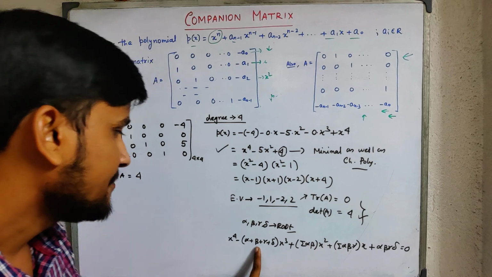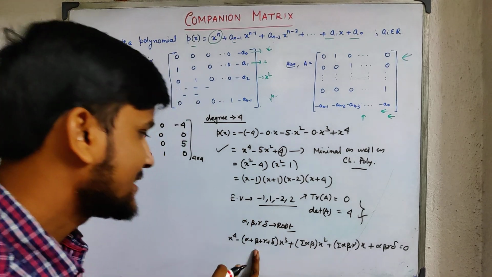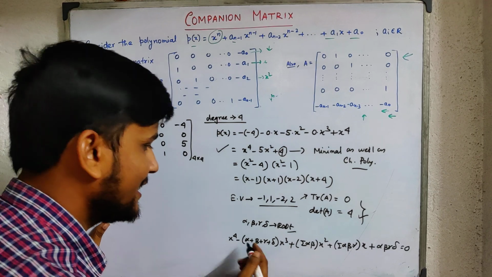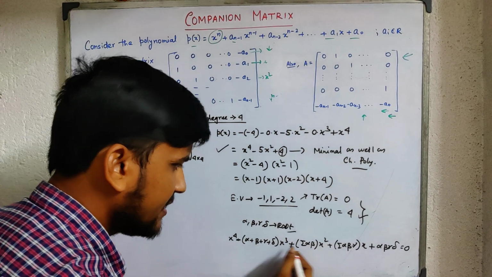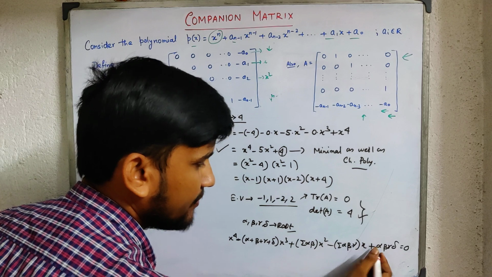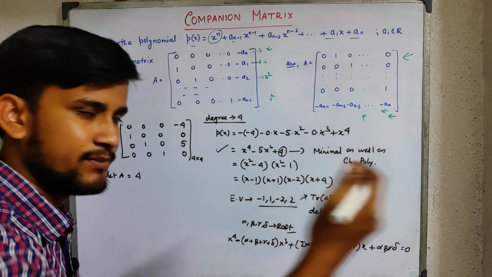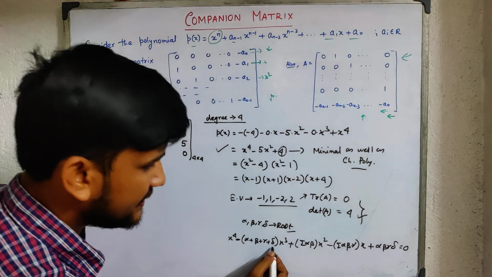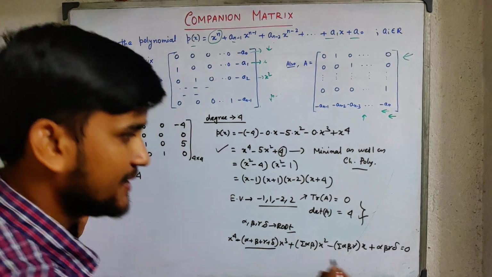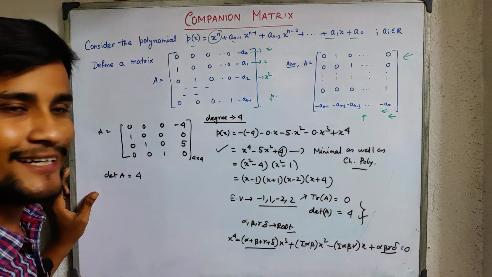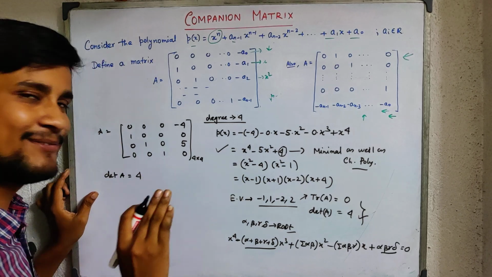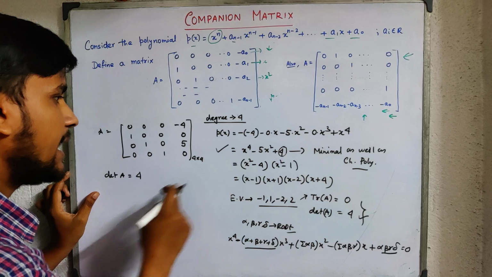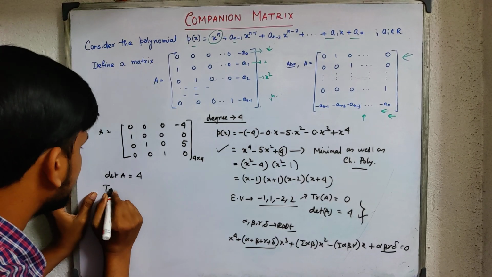So what is the trace? Trace means this one. The signs alternate, minus, plus, minus, plus; that is the rule for writing the polynomial from its roots. So this is the trace and this is the determinant of the matrix. This is very easy. The determinant value is 4, and what is the trace value?